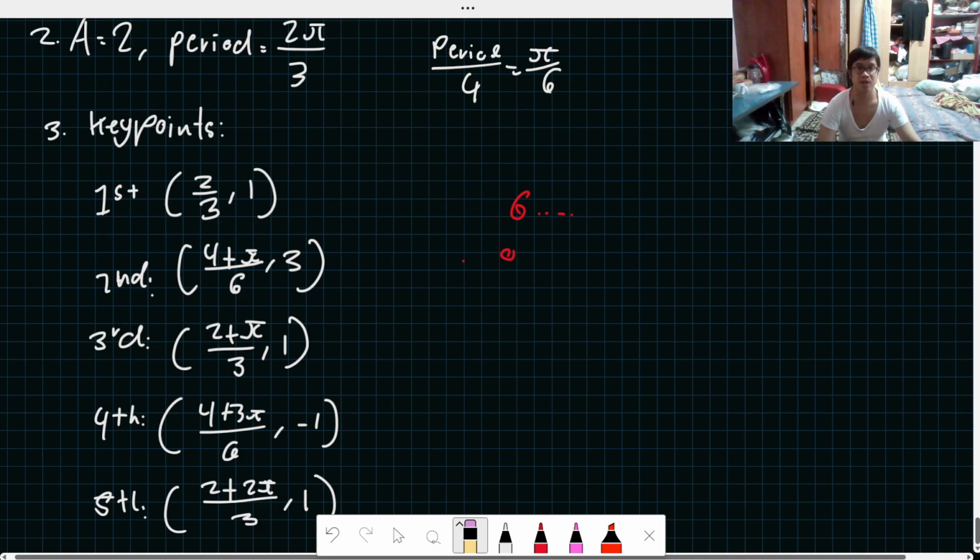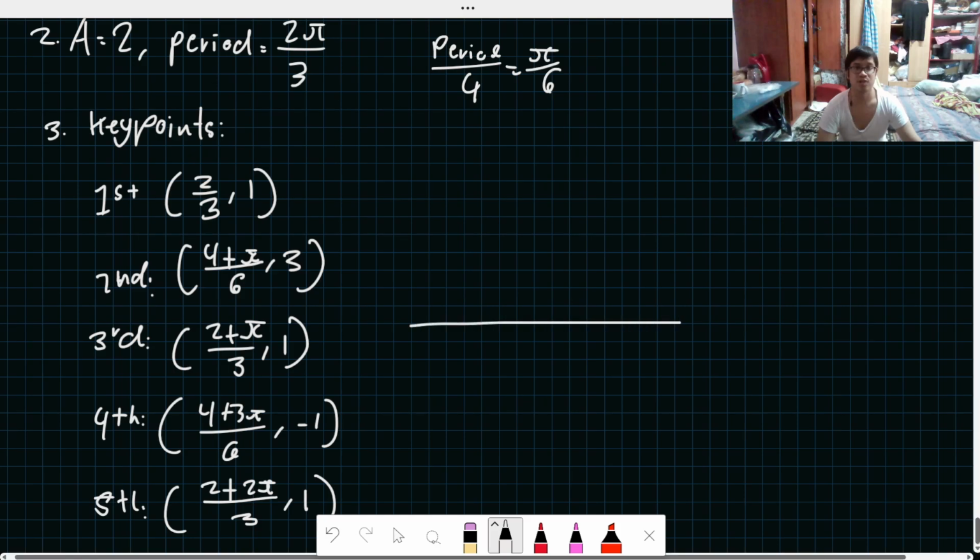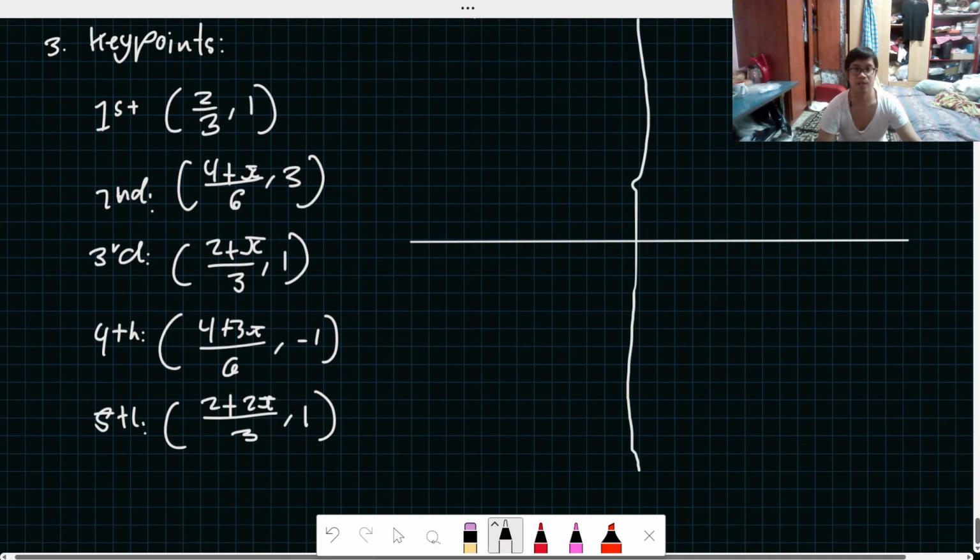So the best way here is to approximate it or just estimate it. That's fine because overall we are told to graph it manually. So we're not computers who can graph it with extreme accuracy and precision. So what we're going to do is just estimate it. All right. Let me just draw the graph. Draw the lines first. Let me draw the lines here.